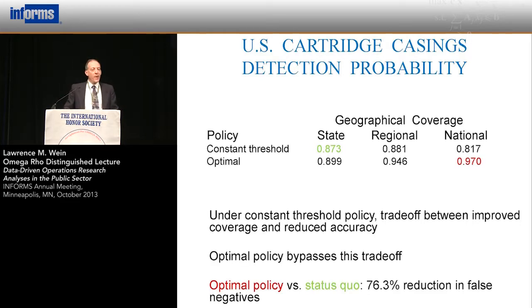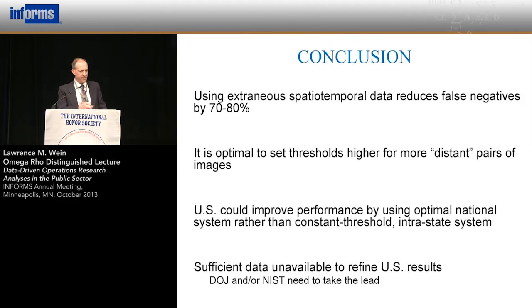However, if you use our optimal policy, we can bypass this trade-off and get up to 97% by doing a national search, but by setting the threshold very high for a distant search. And again, the false negative reduction is over 75%. So I won't repeat this conclusion. I'll just go to what's happened since then.